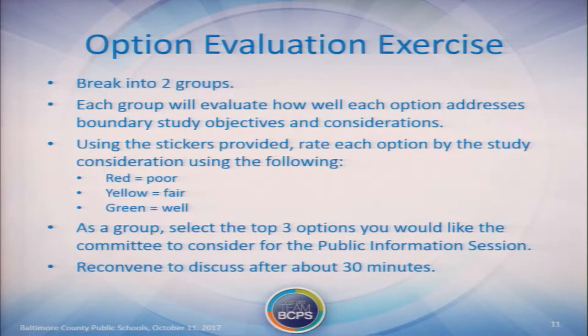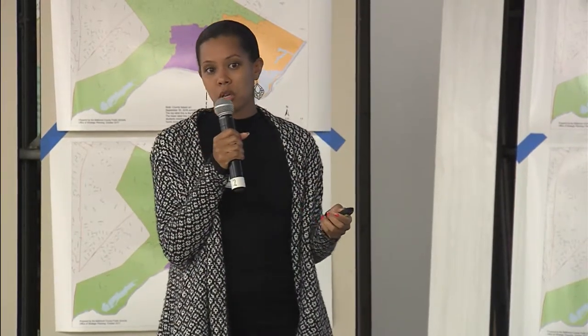We want you to use color coding. Red would indicate that the objective is poorly met, yellow would indicate that it's fairly met, and green would indicate that it's met well. After you've looked at each of the options, then as a group, you're going to come to consensus on the top three, okay? Even if you already have your favorites, still take the time to look at all 10 of the options just to weigh the pros and cons.